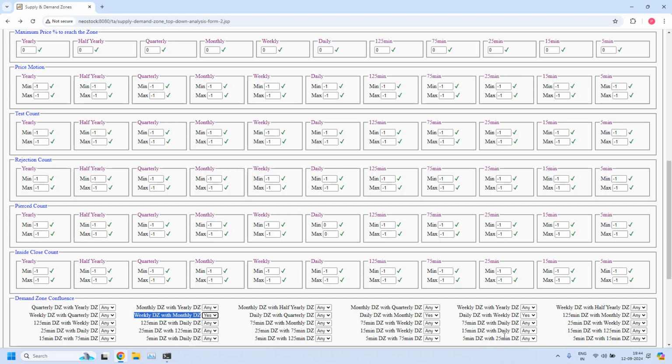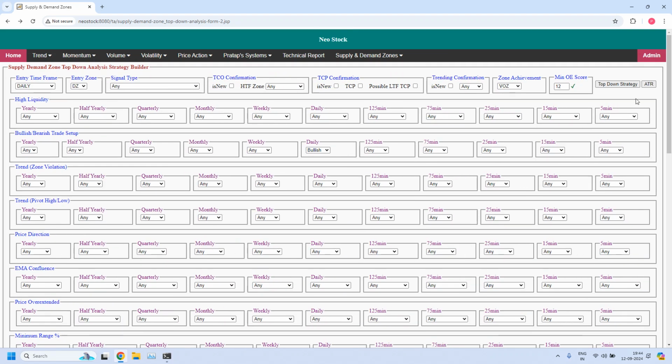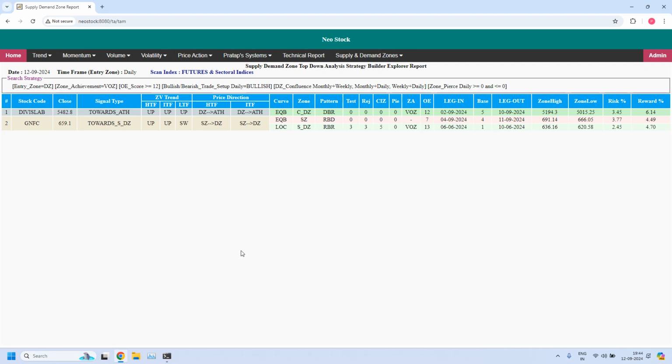That means daily zone is part of the weekly, and daily and weekly together is part of the monthly zone confluence. Now let me filter the stocks. Only 2 stocks are filtered. These 2 stocks are having a LTF, ITF, HTF confluence. That means daily and weekly together are part of the monthly zone.